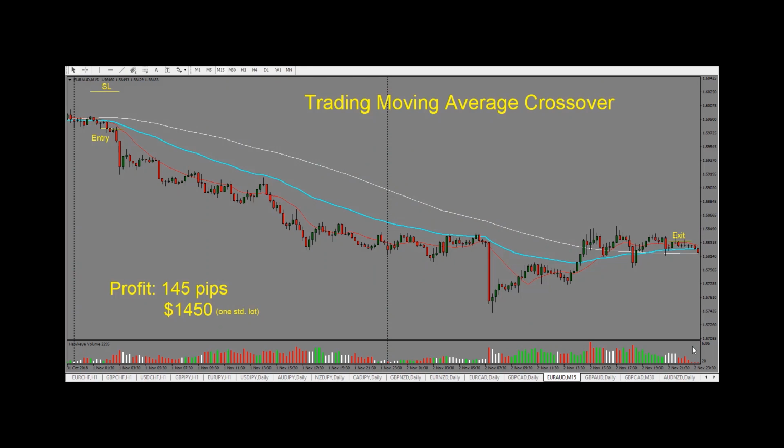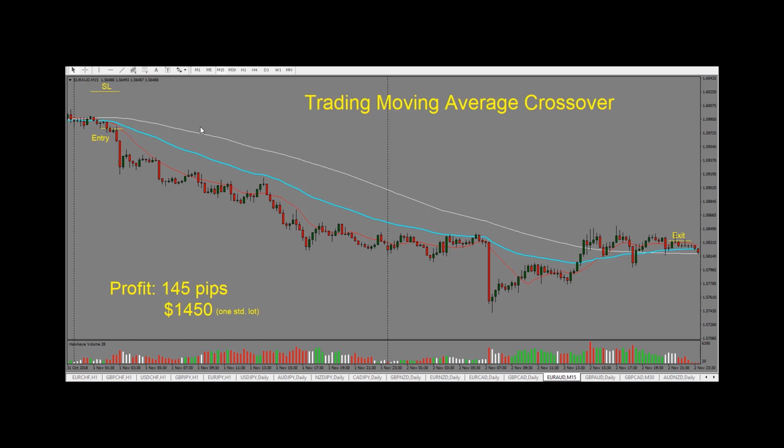Today we'll take a look at how to trade using moving average crossovers. This is the EURUSD 15-minute chart. With the moving averages, we are looking for one moving average to cross the other one, either to the upside or to the downside. Moving averages are useful when you are looking to identify the trends, so especially if you are a newer trader and you're having difficulty identifying the trend, this is one way to do it.